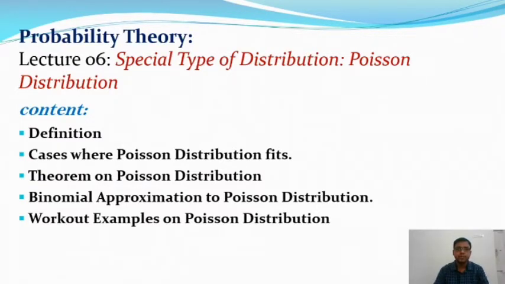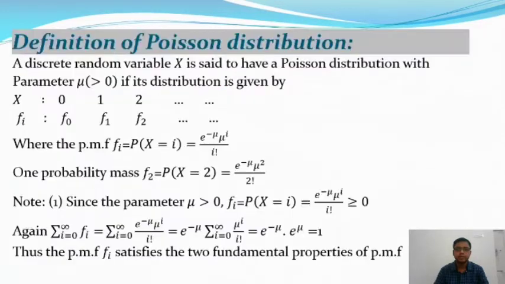Let us begin with the definition of Poisson distributions. Here is the definition. A discrete random variable capital X is said to have a Poisson distribution with parameter mu greater than 0. In this case the parameter is only mu and mu is greater than 0, but in a binomial distribution, you know, there are two parameters n and p, where p lies in the interval 0 to 1 and n is any positive integer.